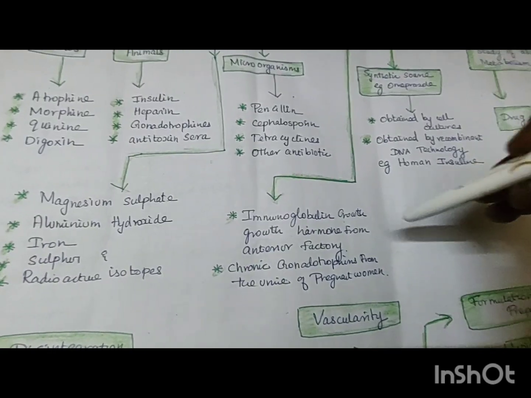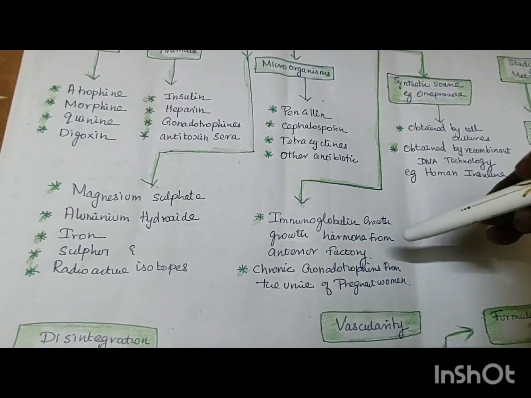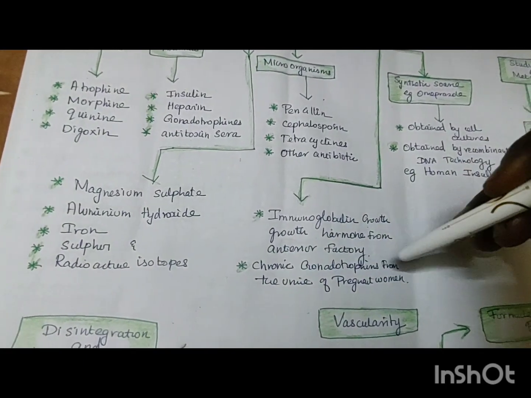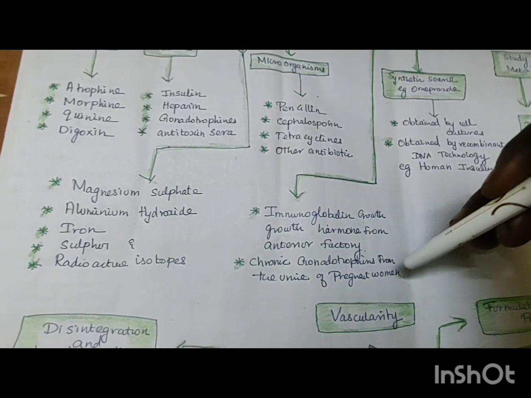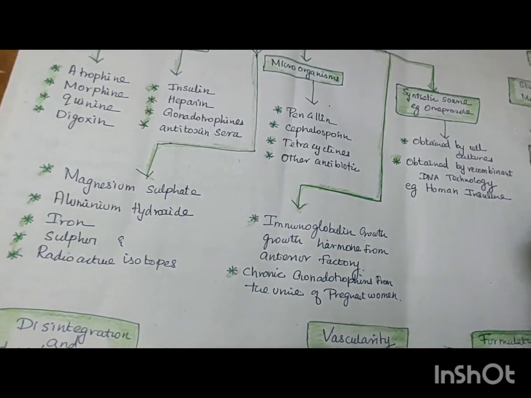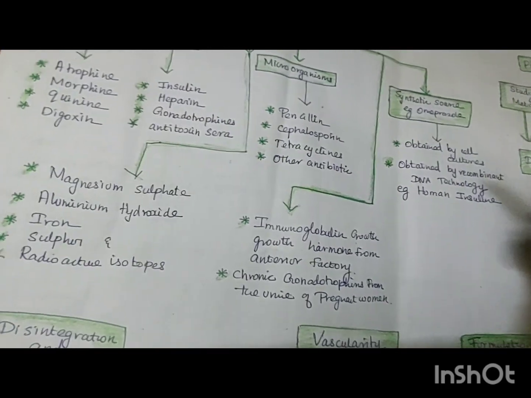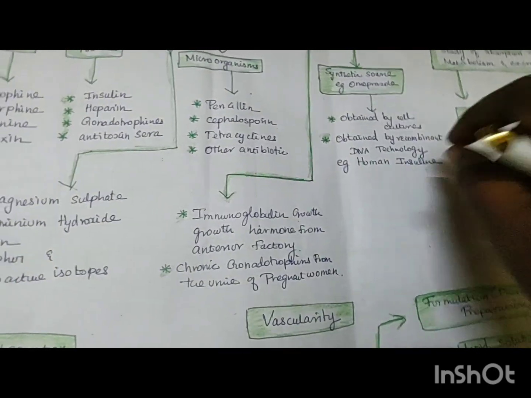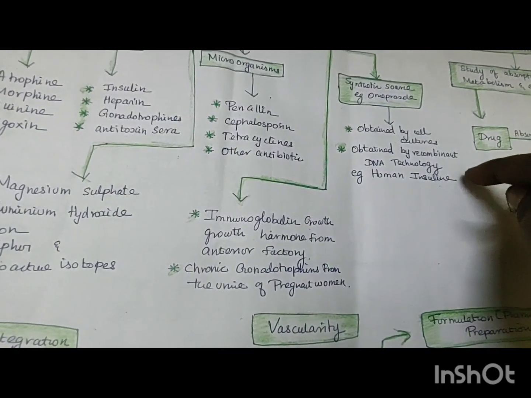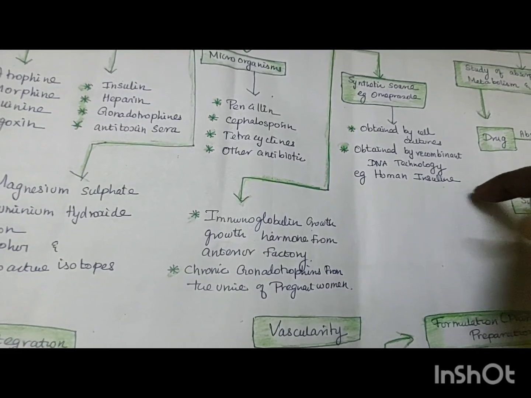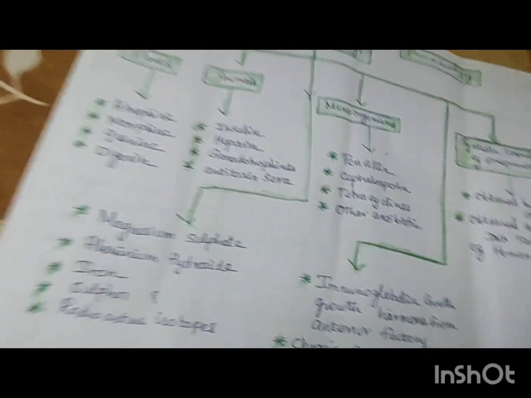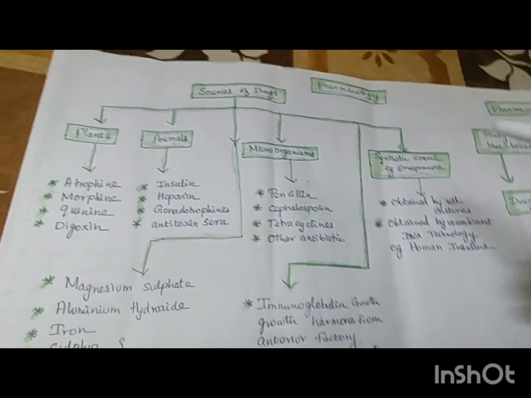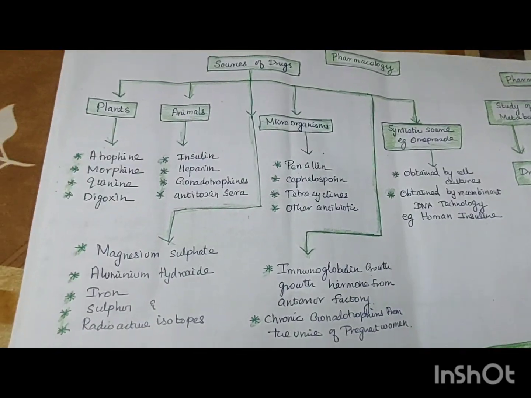As I told you, immunoglobulins, growth hormones, and then chorionic gonadotropin from the urine of the pregnant woman. They are taking synthetic sources, mainly omeprazole, H2 receptor antagonist. This is also obtained from some of the cell cultures and obtained from recombinant DNA technology. We are taking human insulin. So these are all the different forms of the drugs we are getting.